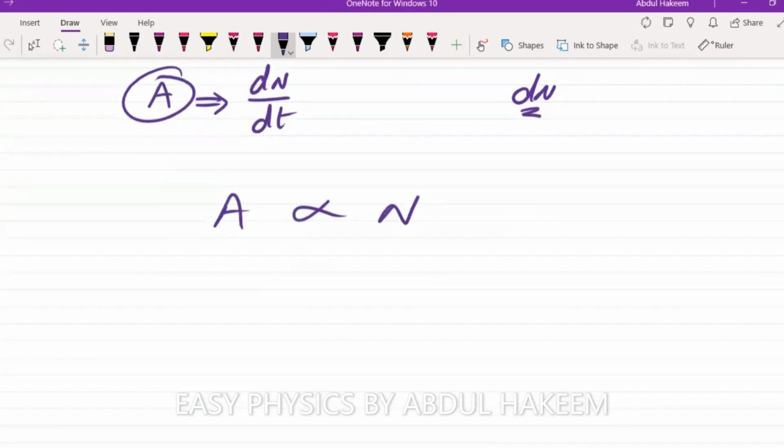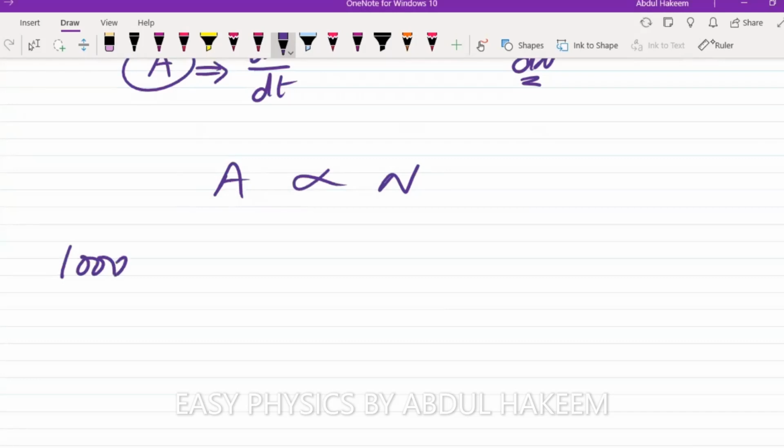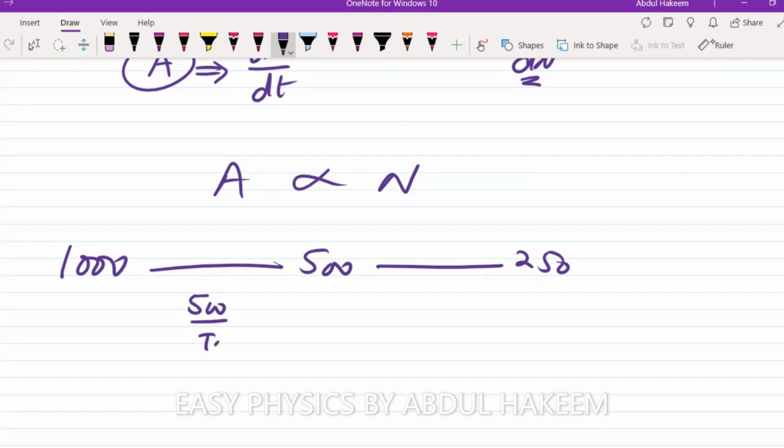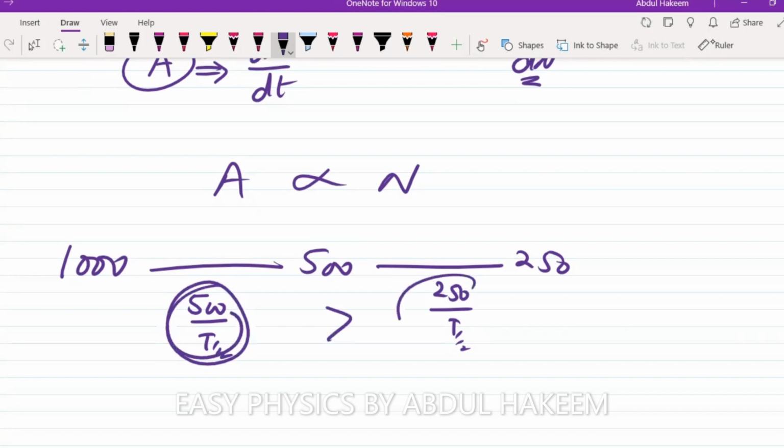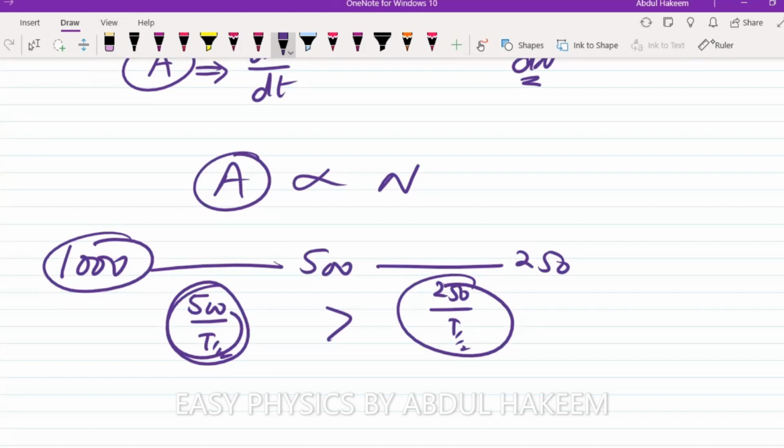And this decay rate depends on the number. For example, we have initially 1000 elements. After one half-life, they are 500. After the second half-life, they are 250. Look, here the decay rate is 500 divided by half-life. And here the decay rate is 250 divided by half-life. Half-life is fixed. So look, this answer is greater than this answer. It means the larger the number, the larger the activity. The smaller the number, the smaller the activity.